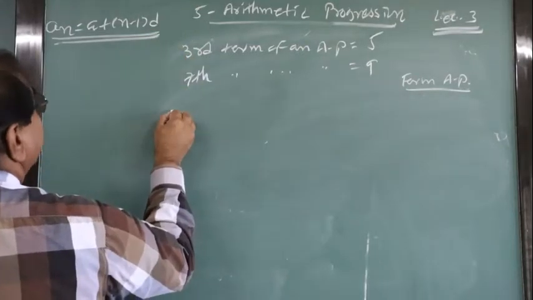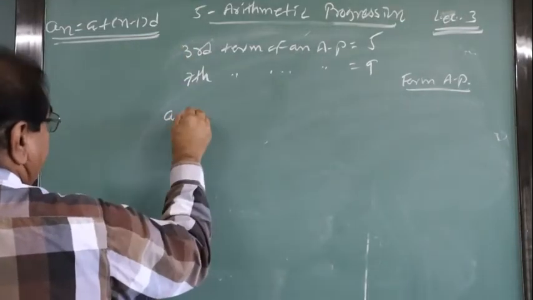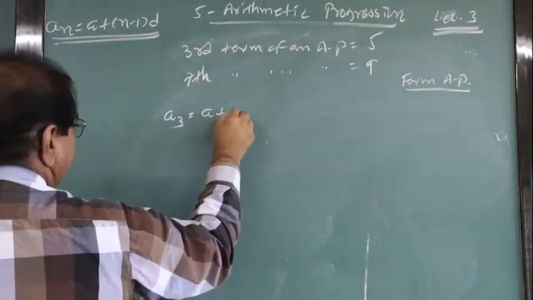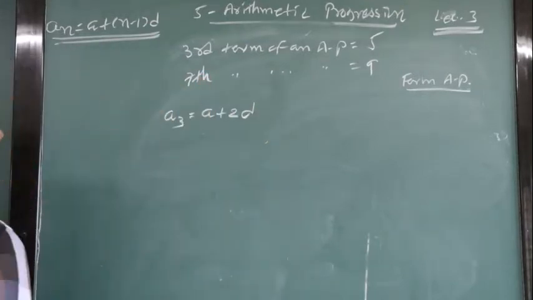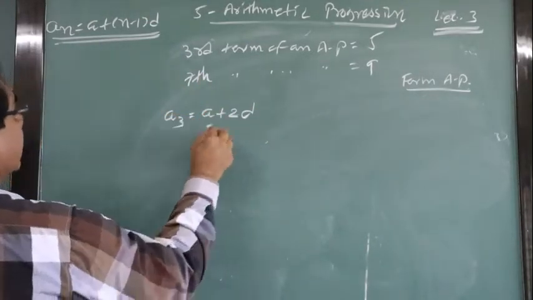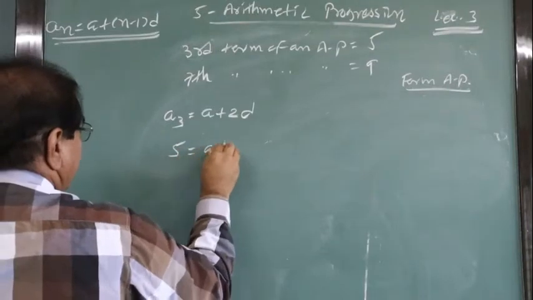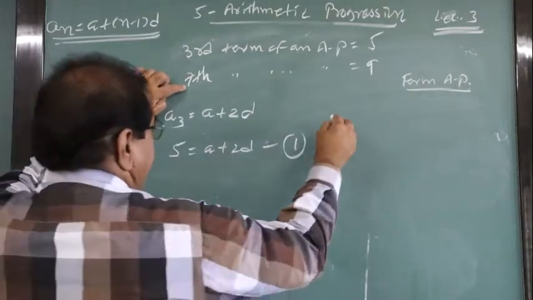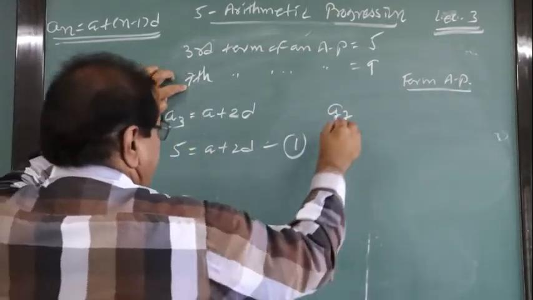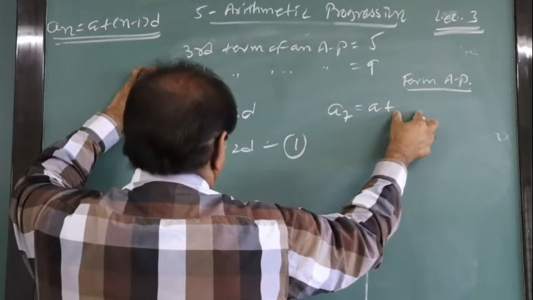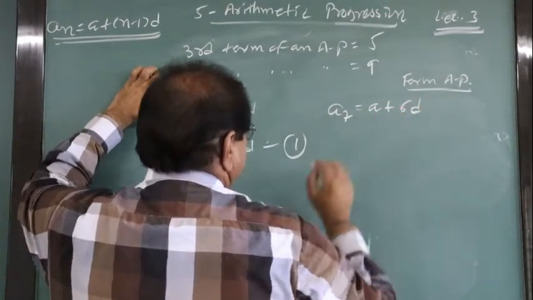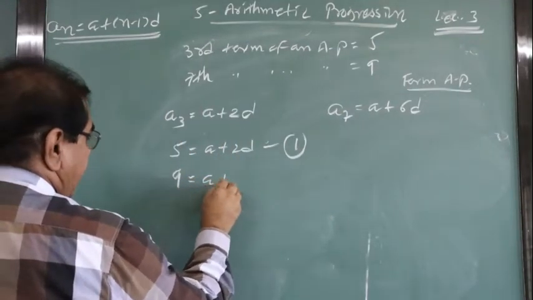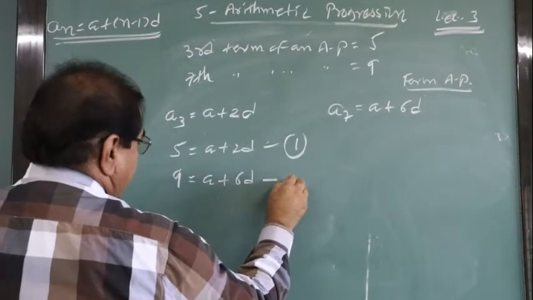Third term, I say it is A3. What is the formula? A plus (3 minus 1), 2D. And what is the third term? It is 5. So 5 is equal to A plus 2D, statement number 1. For the second, it is the 7th term. So A7 is equal to A plus (7 minus 1), 6 into D. What is A7? 9. So 9 is equal to A plus 6D, statement number 2.